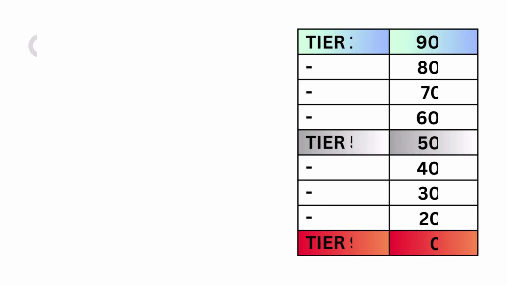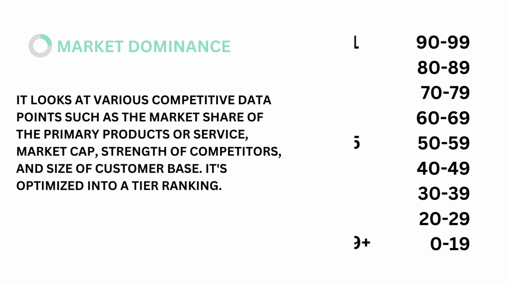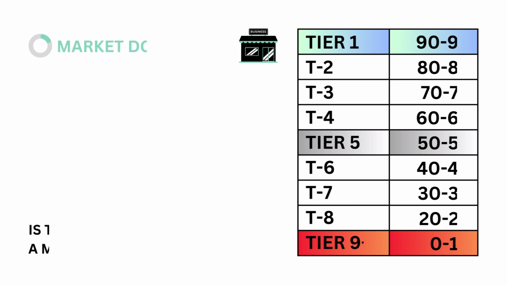Lastly, in the business factor is market dominance. Market dominance looks at various competitive data points such as market share of primary product or services, market cap, strength of competitors, and size of customer base. It's optimized into a tier ranking. The models tell us that a market dominance tier 5 is considered average. Here's our market dominance grade.